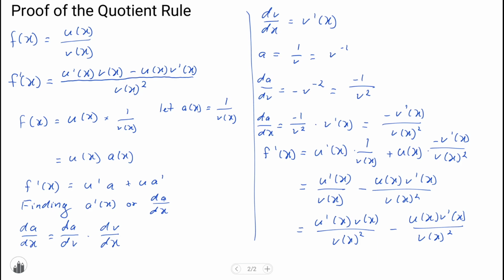And now, for the final bit here, we can just say all of this stuff here is just equal to u dash of x times v of x minus u of x times v dash of x, all divided by v of x squared. And we're done. Now you can see that all of the stuff here is the same as the stuff here. And all you really needed was the product rule and the chain rule.